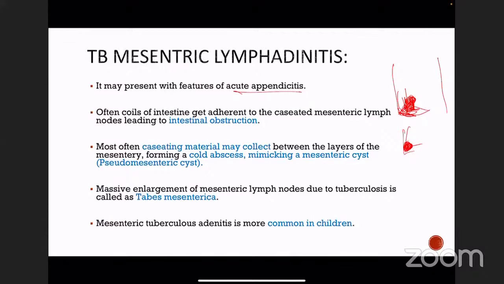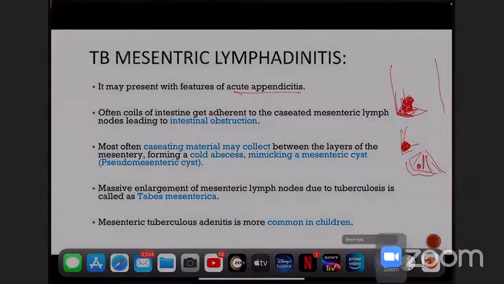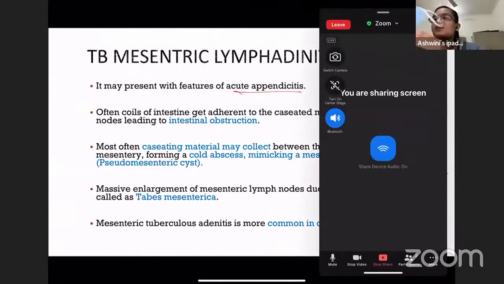So it was about it. Most often caseating material may collect between the layers of the mesentery and form a cold abscess. So this is your intestine, right? This is your mesentery. This is your mesenteric content. Here, these are the folds of mesentery. I cannot show you here, but it is like a curtain type of fold. One second to show you, like this is the mask. If this is the mesentery, it is like a curtain this way. These are the folds of mesentery. This is bowel here, but there are folds. If you take out the bowel, it will be spread out like this. But if you put the bowel back inside the abdomen, it will again be like this. It will have a curtain-like picture.